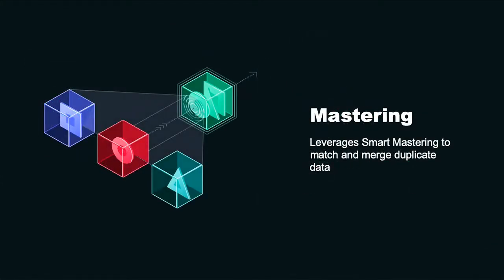The way we do that is through our mastering process. Our mastering process leverages our smart mastering framework, which is now fully integrated into Data Hub. It's now completely a part of Data Hub, and this is what matches and merges duplicate data. So during the demo, Mike's going to show you how to get data into MarkLogic, create a model for your curation, and then map it to create that 360-degree view, and then use mastering to find and merge duplicate data. So with that, I'll let Mike take it over.